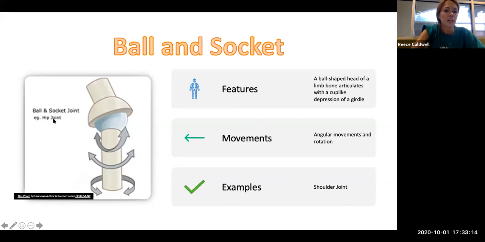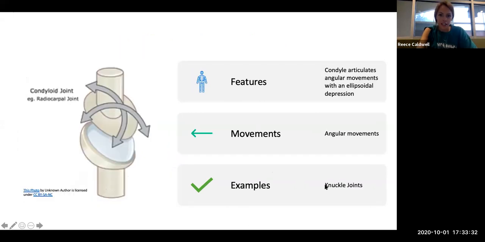Ball and socket joint, we can also find it at the hip. So where the head of the femur articulates with the acetabulum, that cavity of the hip joint, that's also a ball and socket joint. It provides for angular movements and rotation, coming forward, back, things like that. So that is ball and socket.